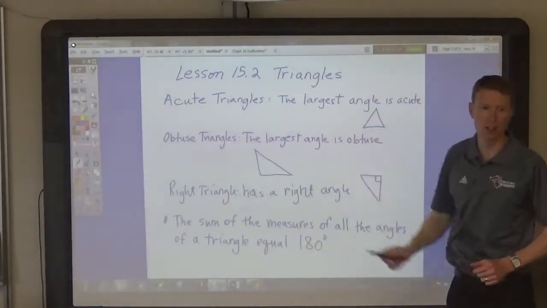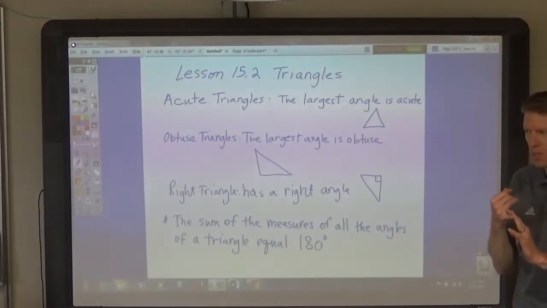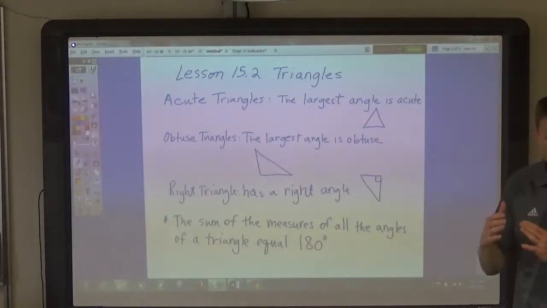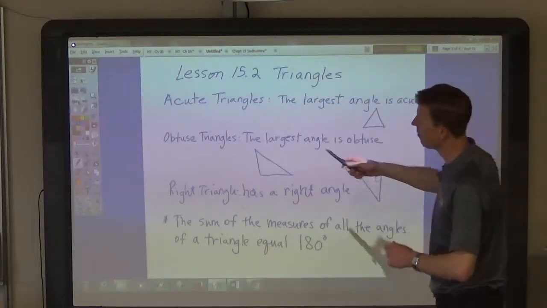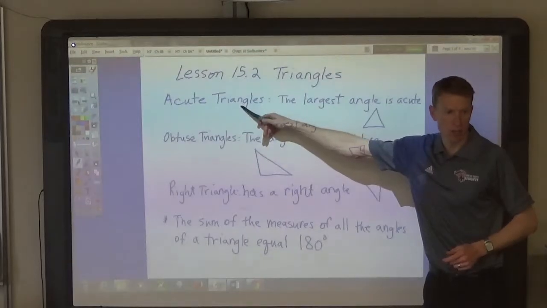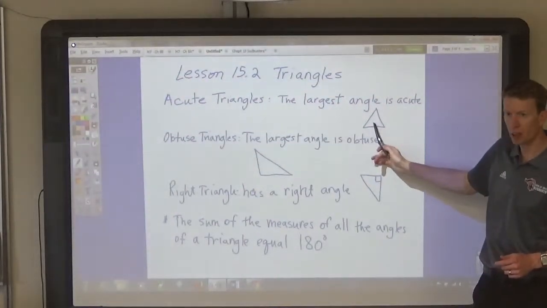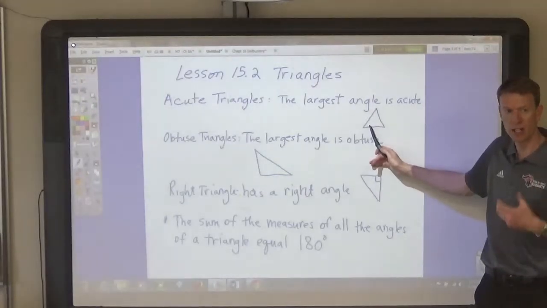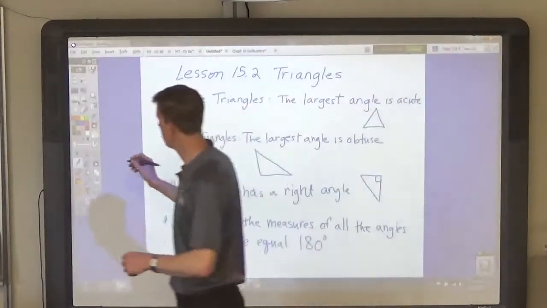And you can classify triangles based on not only their side measurements, but also their angles. So let's talk about how you classify them based on their angles. You can label triangles acute triangles if the largest angle in the triangle is still an acute angle. It's less than 90 degrees. So take a look at this triangle.